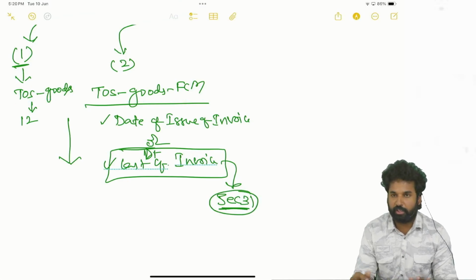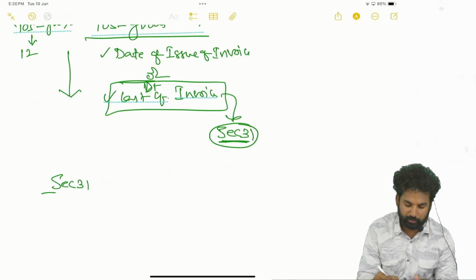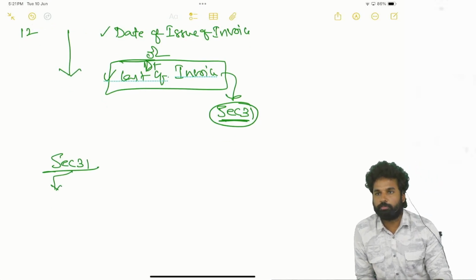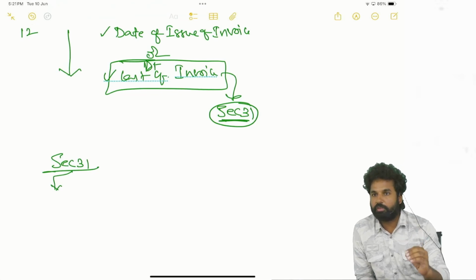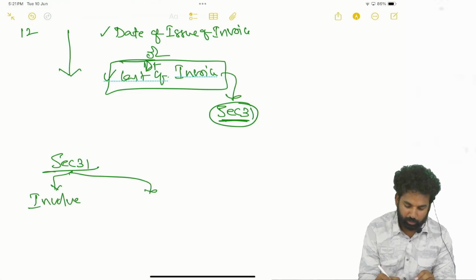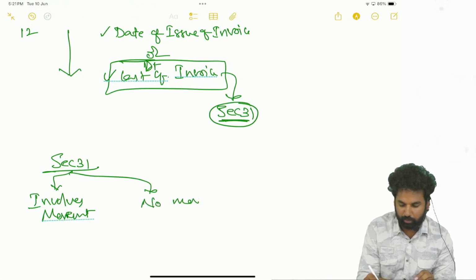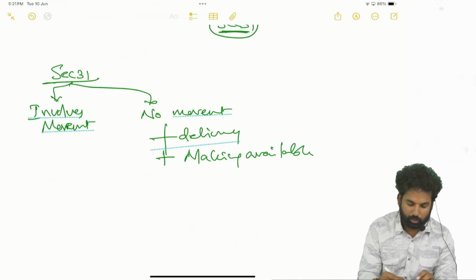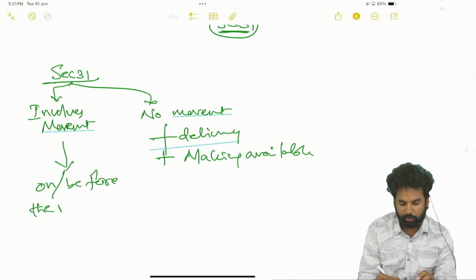Section 31 is telling that, whenever it is a case of supply of goods, and the supply involves movement, or the supply involves no movement, delivery or making available, on or before the removal of goods.